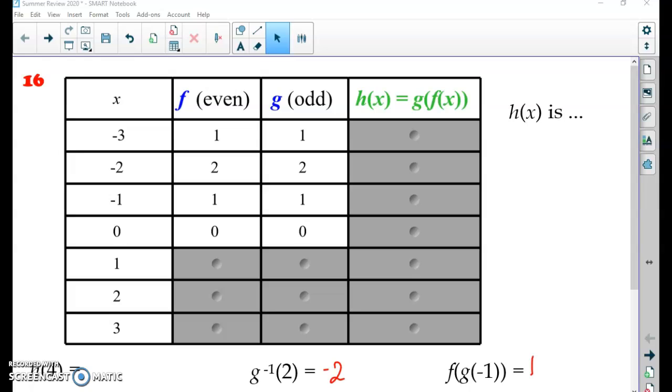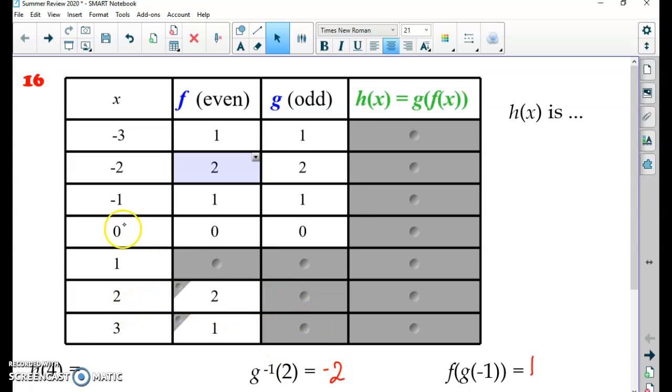So we know if F is even that it has symmetry over the y-axis. You put the opposite input in and you get the same output. So when -3 gives me a +1 answer, then +3 should give me that same exact answer. -2 becomes a +2, so +2 will also become a +2. -1 goes to 1, +1 also goes to 1. There's our symmetry over the y-axis.